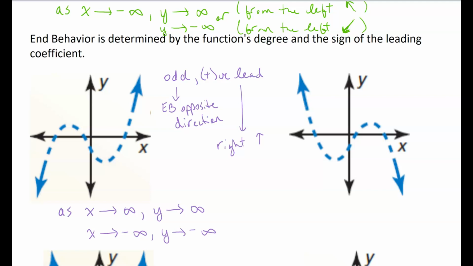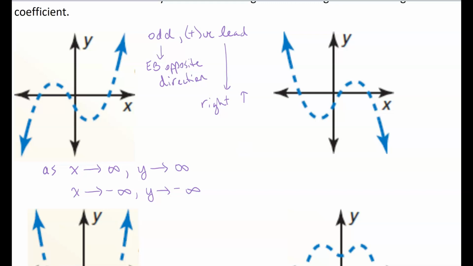So let's talk about the next one. Is it odd or even? It is odd, and again, how do we tell? Because it goes downwards. It's opposite direction. Yes, so end behavior, opposite directions. And is it positive or negative? It is negative. And we know that because it's going from up to down.